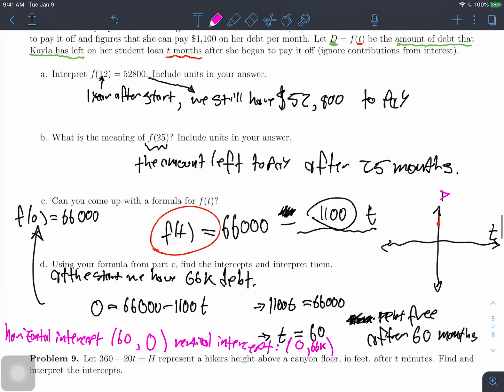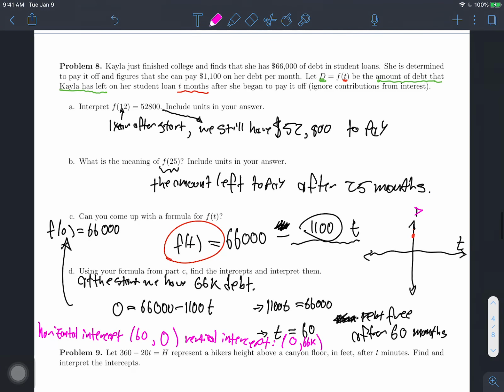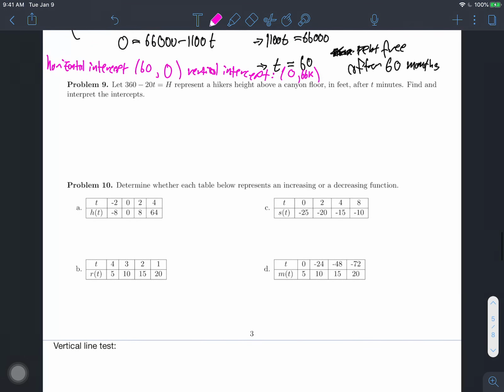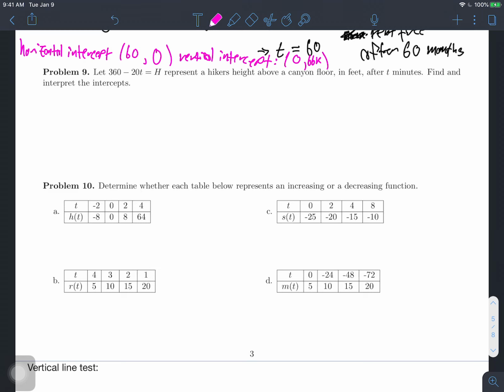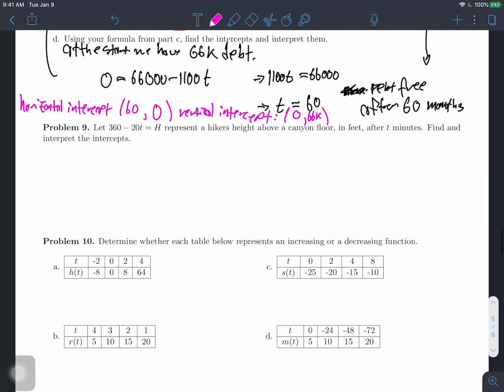Any other questions about all of problem 8? Okay, we got about 9 minutes left, so let's do problem 9 and 10, and then we might be done after that. Okay, let 360 minus 20t equal h represent a hiker's height above a canyon floor in feet after t minutes. We want to find and interpret the intercepts. Okay, so same problem as D, what we just did.